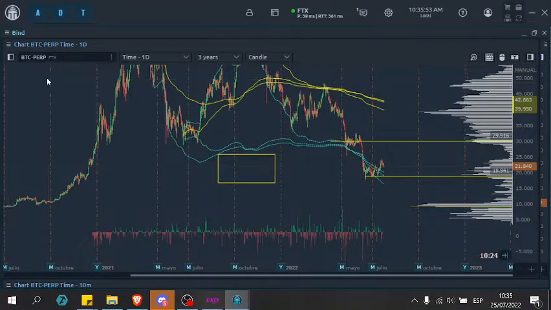So what I like to do is just to check this overall picture. I don't make any trade based on this. I am only checking the overall picture of the volume distribution, and then I can jump into another tool.